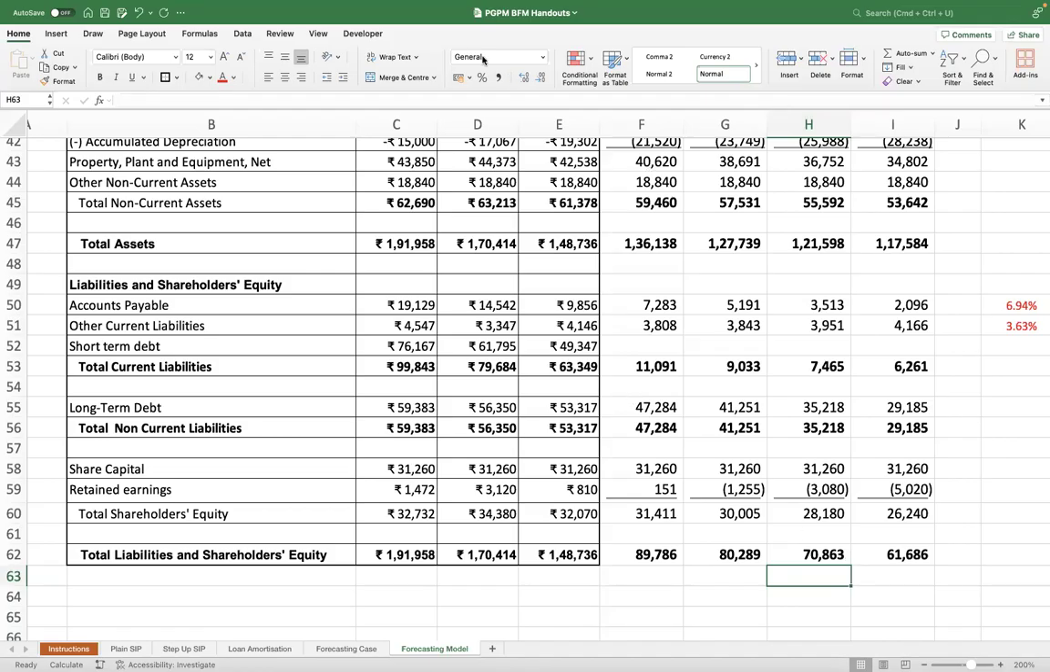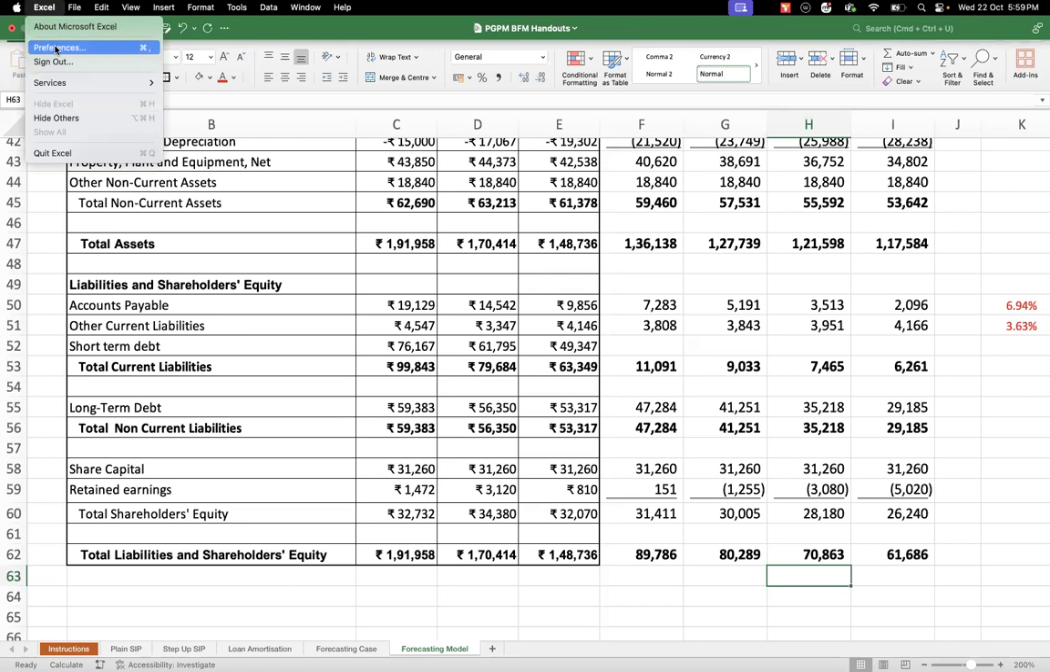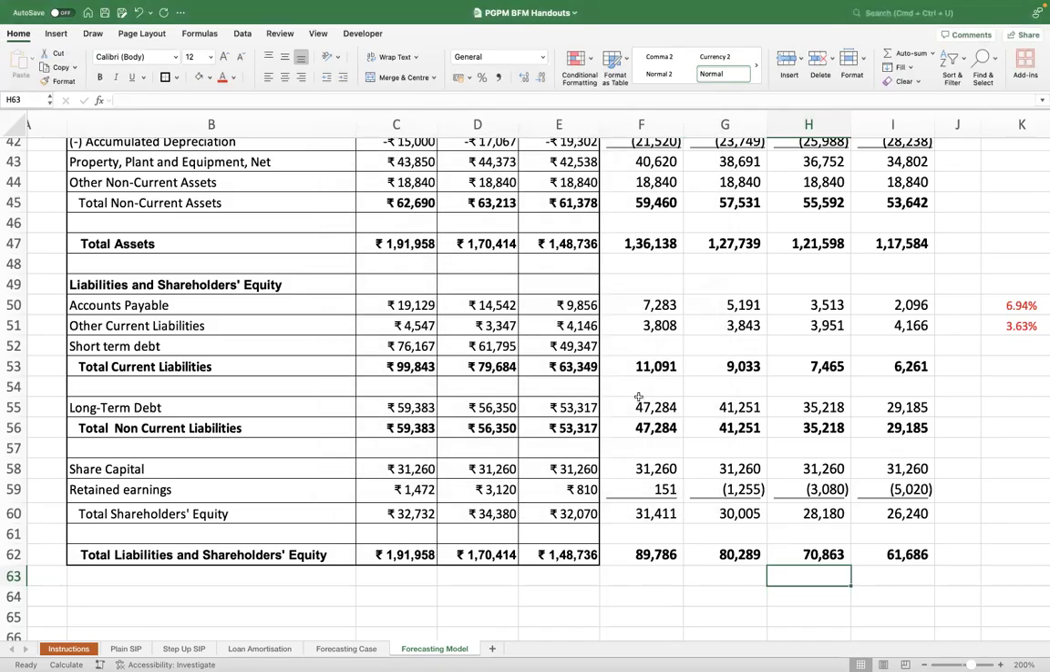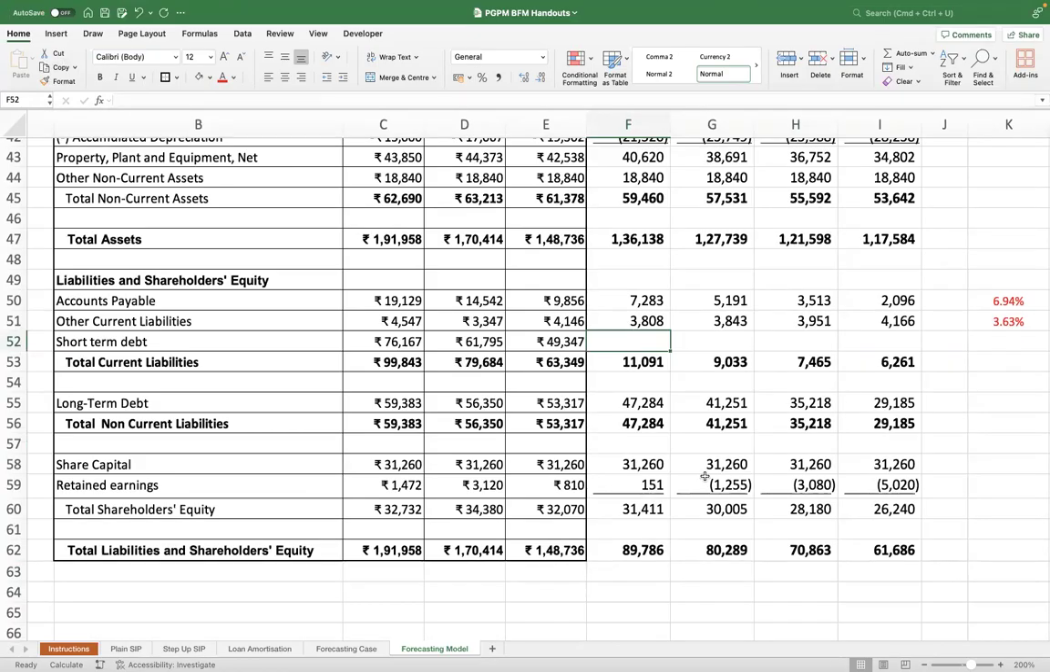For MacBook users, look here, I'll go to Excel preferences. MacBook users, Excel preferences, calculations. Look here, I have enabled use iterative calculation. Mine is enabled. Now, what I will do is, look here. If I look at the equation, how does the equation look like? Your assets should be equal to liabilities plus equity. Now, liabilities will have short-term debt also, which we don't know. So, assets is equal to short-term debt plus other liabilities. So, short-term debt will be what? Assets minus liabilities. Isn't it?